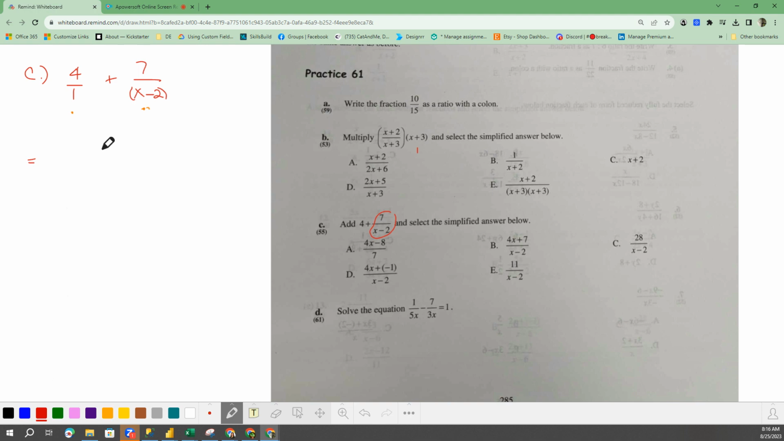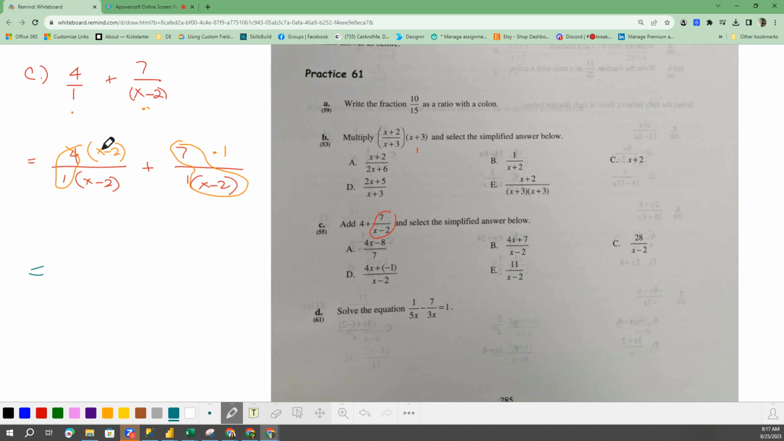Okay. So now we will rewrite them with common denominators. So you have 1 times x minus 2, plus 1 times x minus 2. Okay. And we will copy the numerators and do the circle. So 4 over 1, this must be multiplied by x minus 2. And then 7 over this, so this must be multiplied by 1.